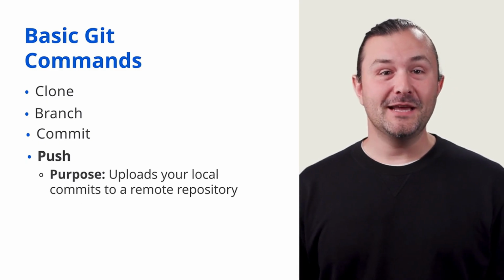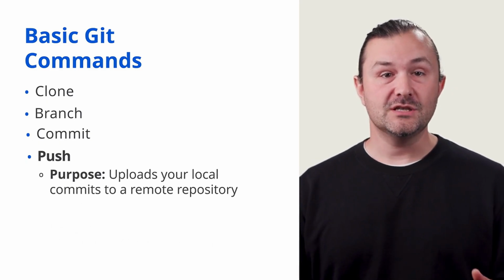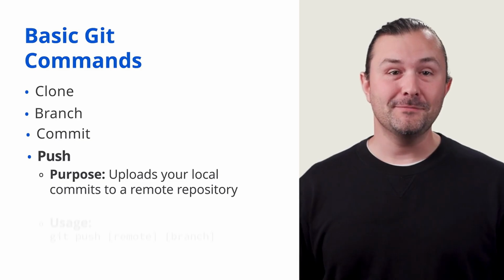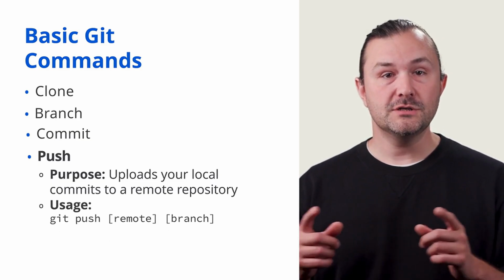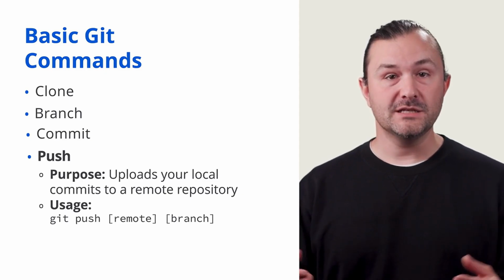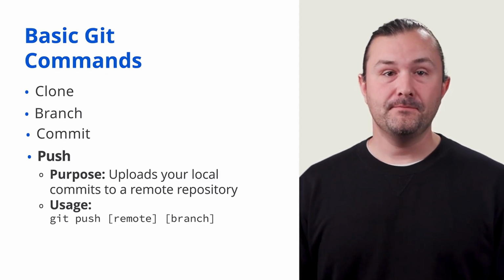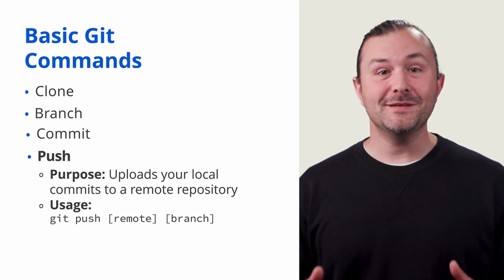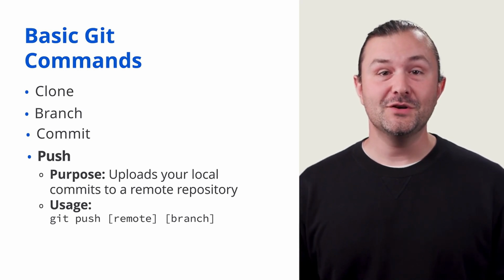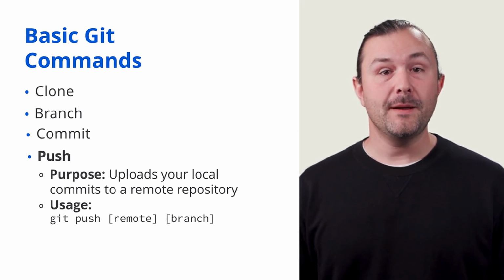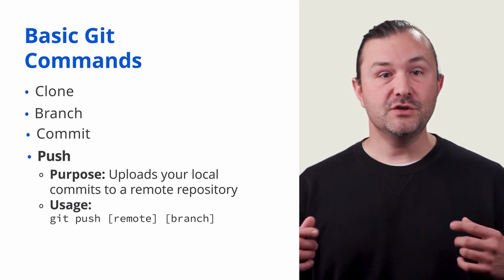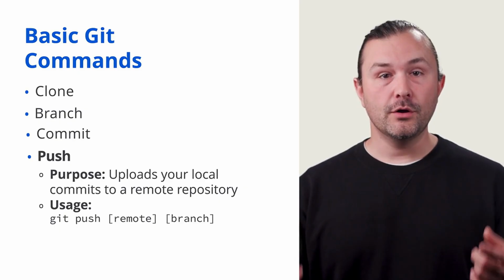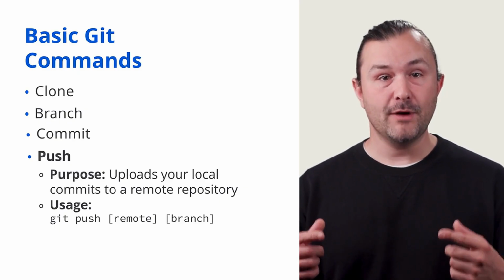The push command updates the remote repository with local changes, allowing others to see and use those updates. To use the push command, you would type git space push space, then the name of the remote repository, and finally, the branch name. Once you're satisfied with the development and testing of your new user registration feature, the next step is to share your work by pushing it to GitHub. Just type git push origin feature-authentication to upload all your commits from the feature-authentication branch.